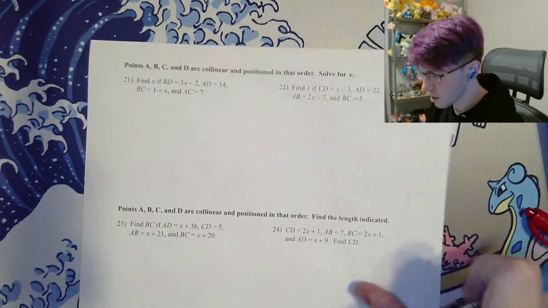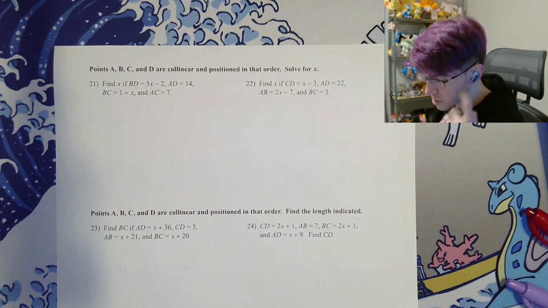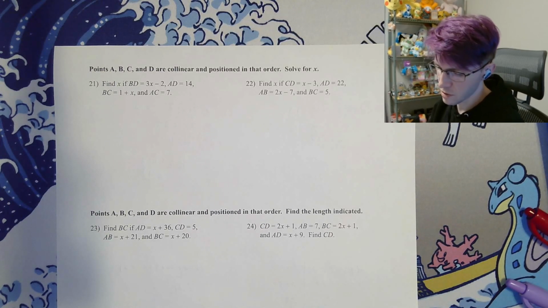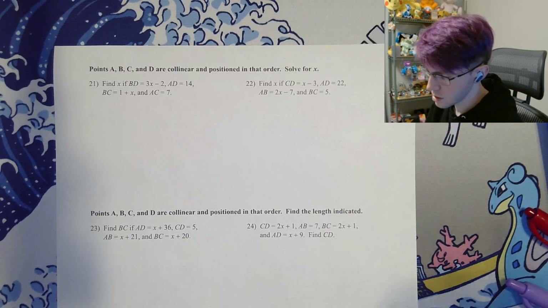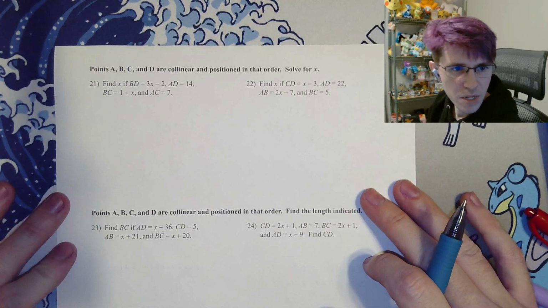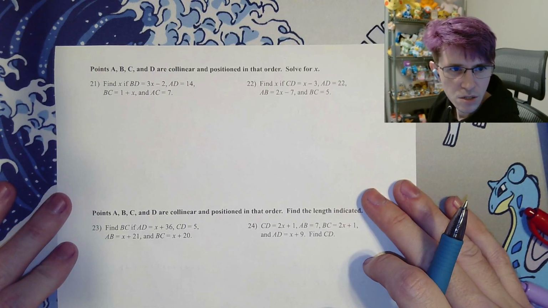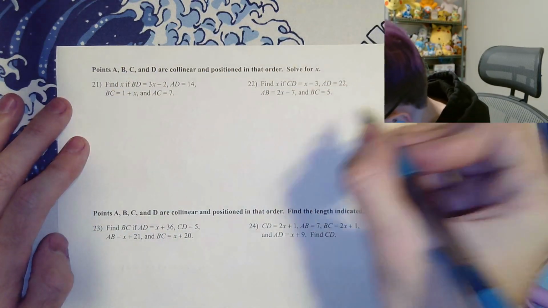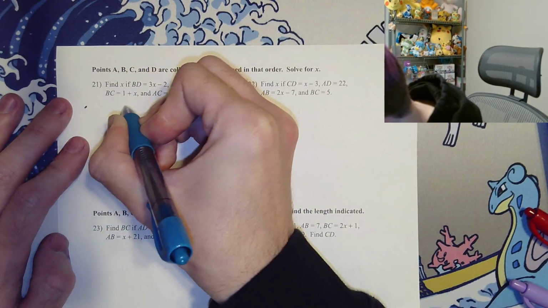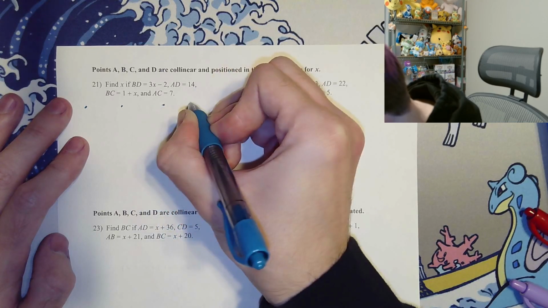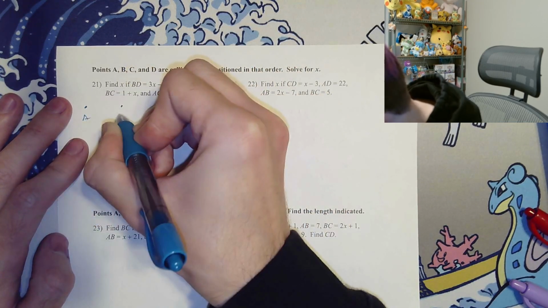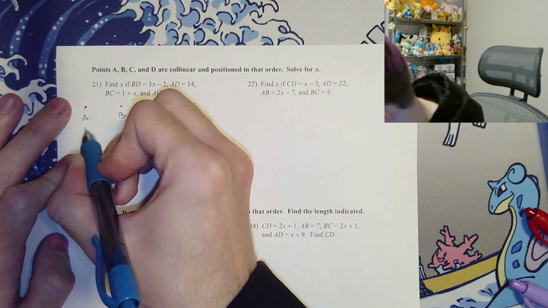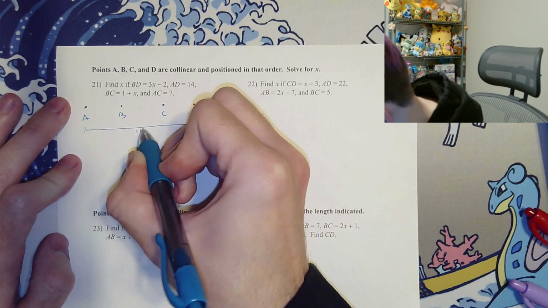All right, we are on to our last couple questions. If you'll notice, the questions get harder and harder as time goes on. I try to make it so there's not too many crazy difficult questions on there, but that's where we are. Find x if BD is equal to 3x minus 2, and they're all collinear in that order. I think we're going to need to draw a picture for this one. We have 4 letters: A, B, C, D. You're told that the entire length here from side to side is 14.